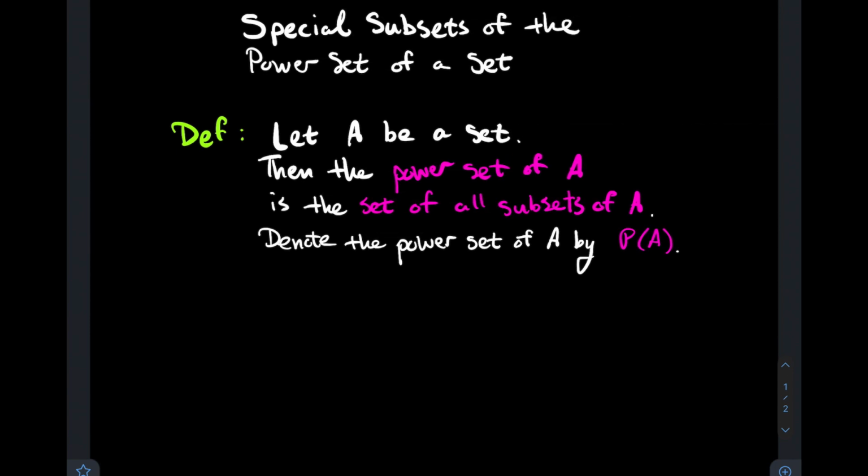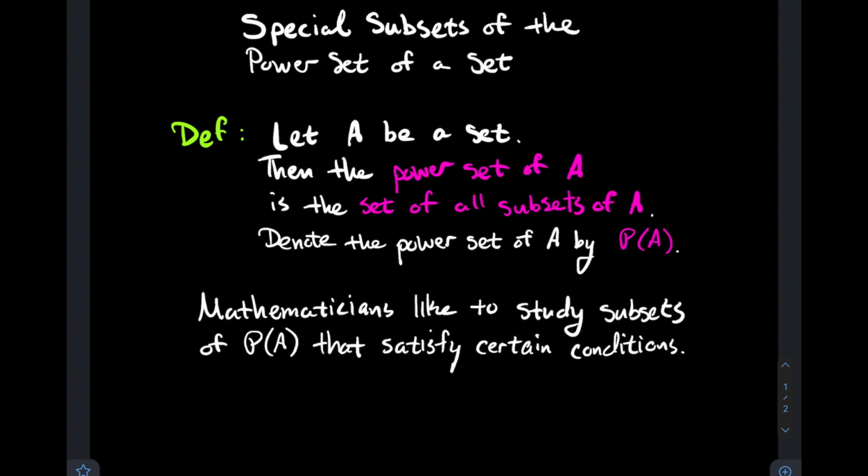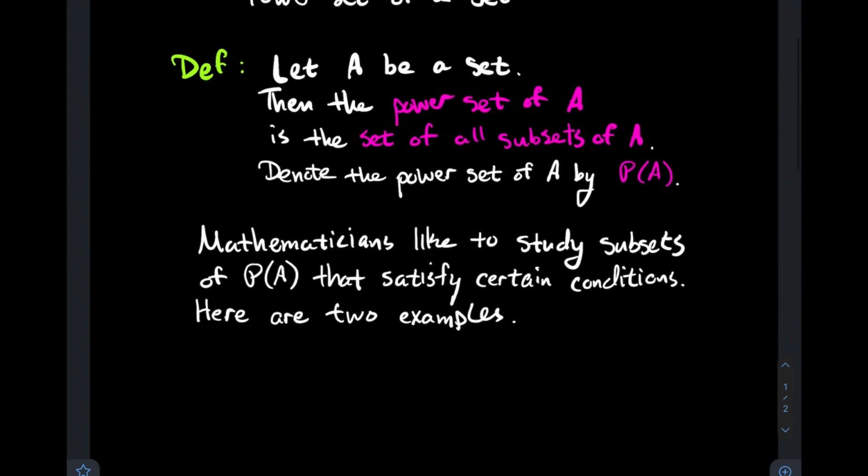What I care about are some things that mathematicians tend to do with the power set. Mathematicians like to study subsets of the power set that satisfy certain conditions. What I'm going to talk about in this video are just two such examples. Of course, there are tons and tons more. So let's look at two examples that try to illustrate what I mean. What are certain subsets of the power set that satisfy some conditions?